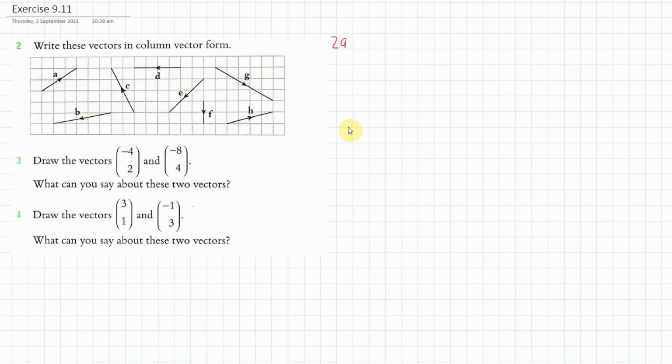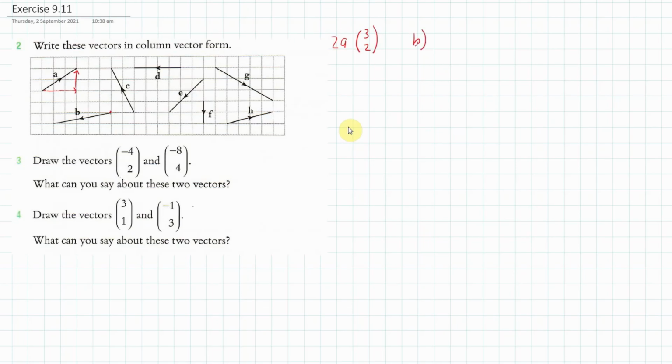And what we want to do is find how much it changes in the x direction. So you've gone across 3, so we write a 3 here. And then you've gone up 2, so we write a 2 here. And that's column vector form for that vector. Across 3, up 2.